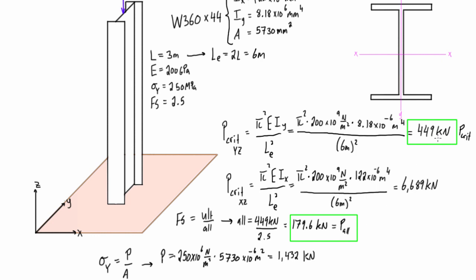Note that 1,432 is a lot bigger than 449, so we are going to get buckling before we get yielding. But if you're curious what the allowable force is for yielding, same thing, we would divide this by our safety factor of 2.5, which gives a P allowable for yielding of 572.8. But clearly, the allowable force so that we're safe from buckling is 179.6. So this one is going to govern, and we won't be able to apply anything more than that if we want to keep within our factor of safety of 2.5 and be safe from buckling.